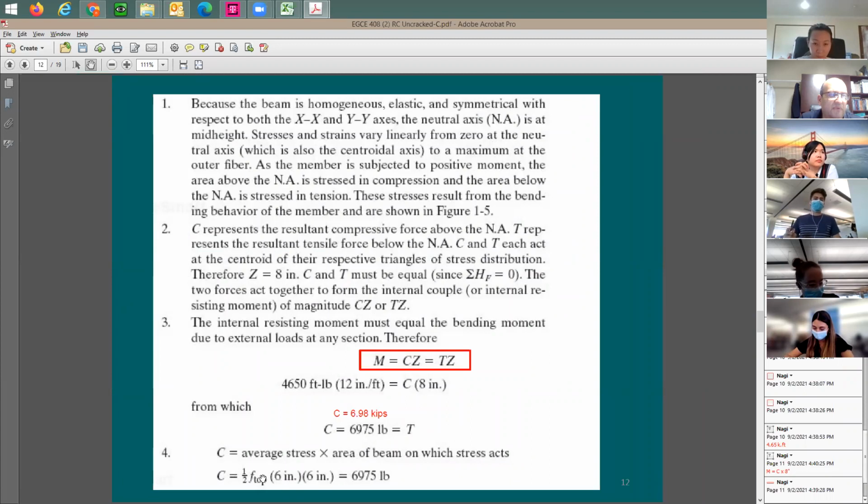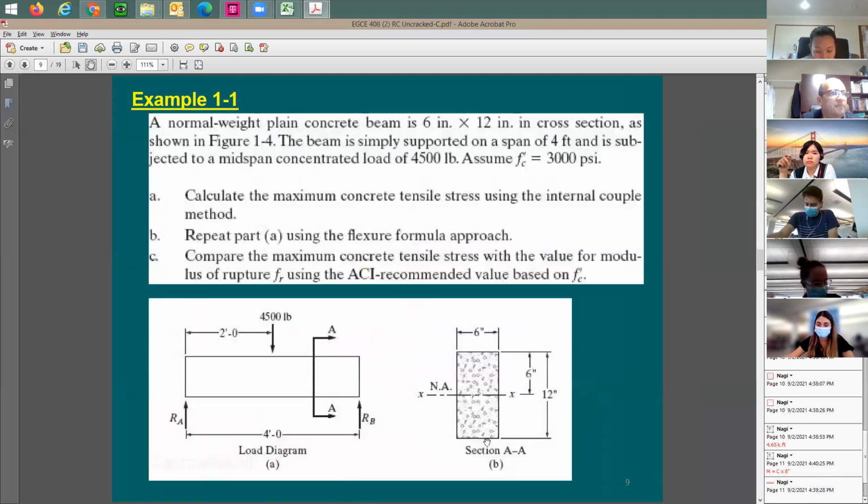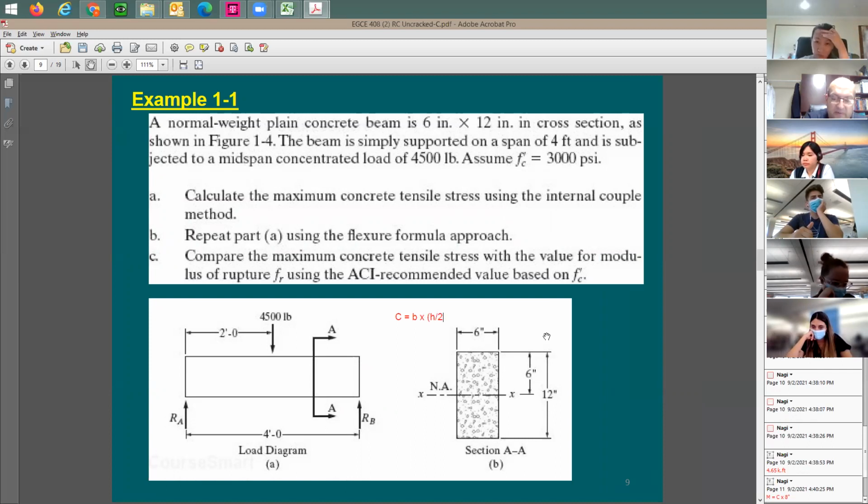So let me confirm this equation here. I'd like to show you the picture or the diagram so that you guys are okay with it. Here's the picture. The stress is going to be at the top, right? The width is going to be 6 inches. 1/2 of the height is going to be 6 inches. So my equation, if you recall, says C equals the width B times 1/2 of the height multiplied by FC divided by 2.